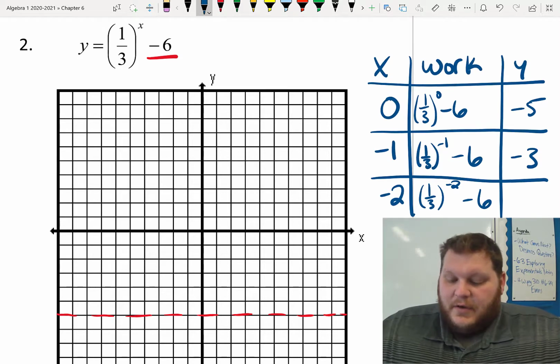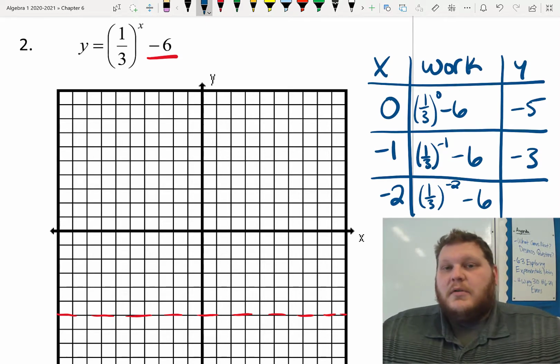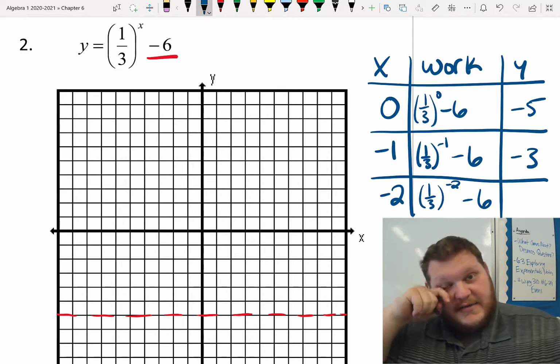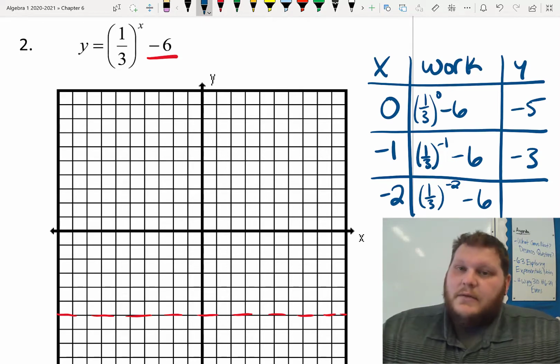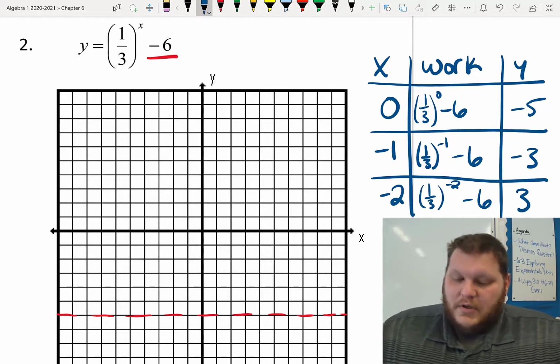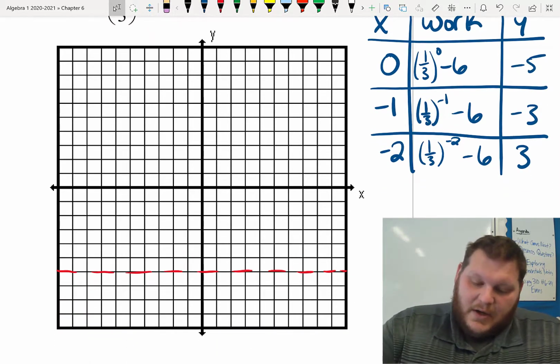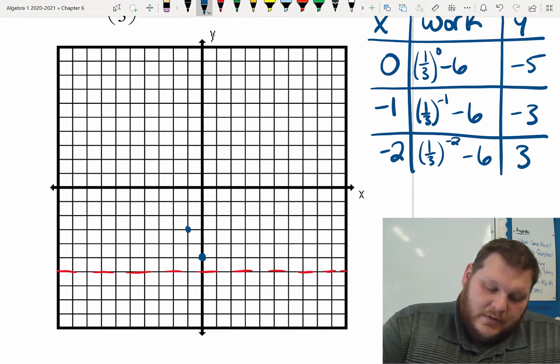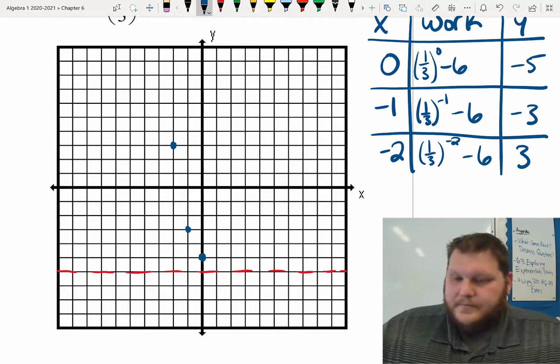And then 1/3 to the -2nd power. Well, that negative is going to flip that fraction over. So now it's 3 to the +2nd power. 3 squared is 9. 9 minus 6 is 3. So I can go ahead and plot my coordinates as they're written. 0, -5 is right here. -1, -3 is right here. And then -2, 3 is right here.